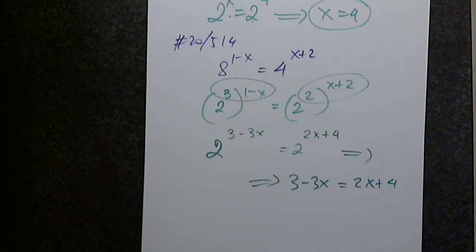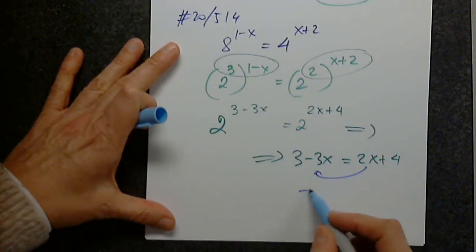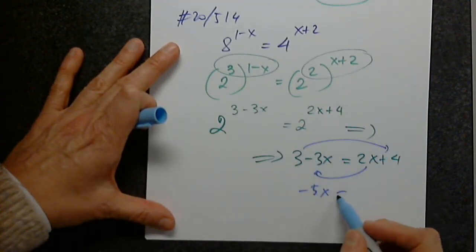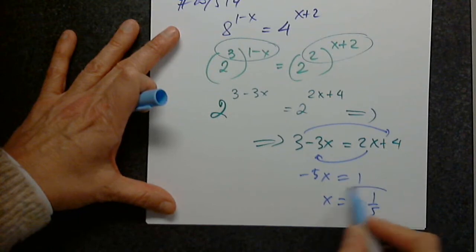Okay, moving on. I move 2x, negative 5x. I move 3, I get 1, so x equals negative 1/5.